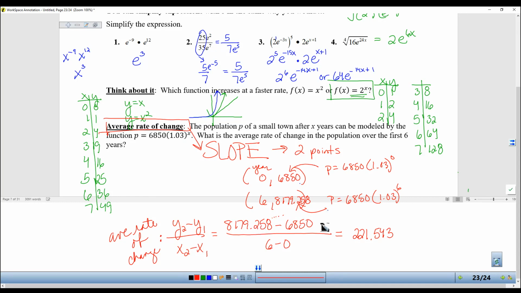Now what does that represent? Well, the top number is our people, and our bottom number is in years. Year 0 all the way to year 6. 6,850 people up to 8,000 people. So this is people per year. It's average. So what that means is some years they might have gotten more than 221 people. Certainly there wasn't a single year that they got 221.5 people. You can't have half a person. But some years they might have done a little better than that and some years worse, but this was the average rate of change over the 6 years.